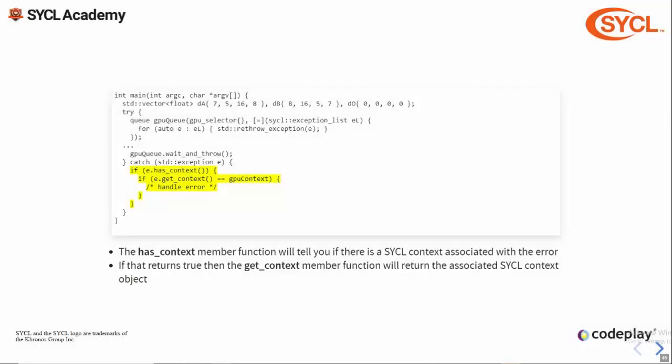Most exceptions will also have a context associated with them. The has_context member function will tell you whether there is a context associated with the error. Then, if this returns true, you can call the get_context member function to retrieve that context.